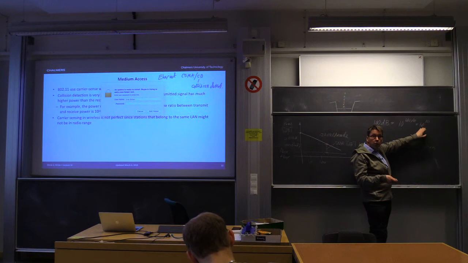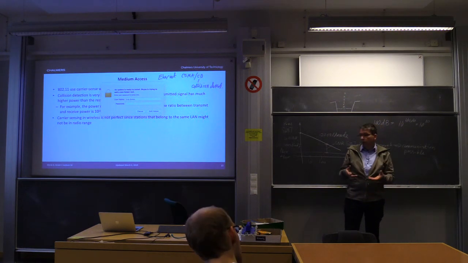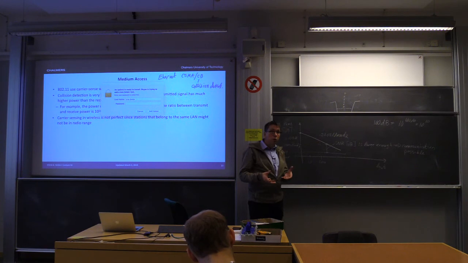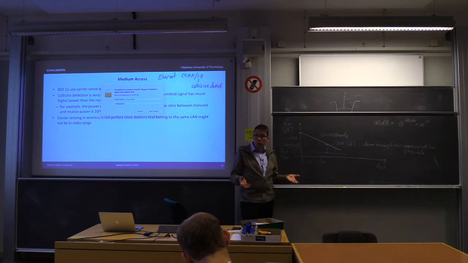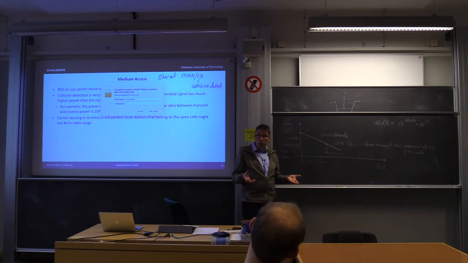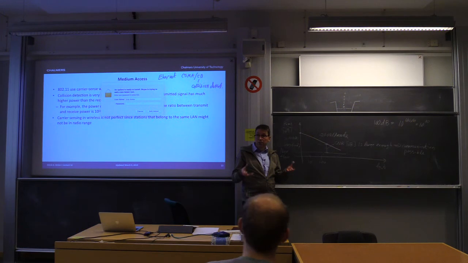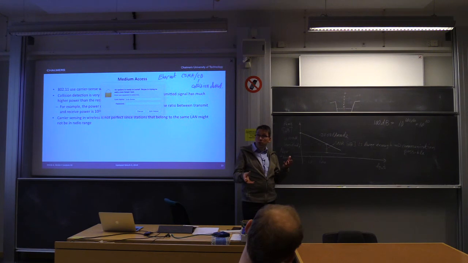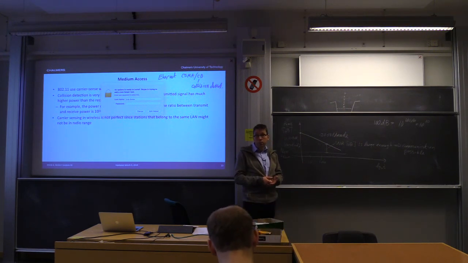Suppose the received signal is 1 watt, then the transmit power would be 10 gigawatts. You can see that it would be easy to burn out the receiving circuitry if we don't protect it. So in wireless, it's hard to listen to the channel when we transmit. Therefore, no collision detection. Questions?